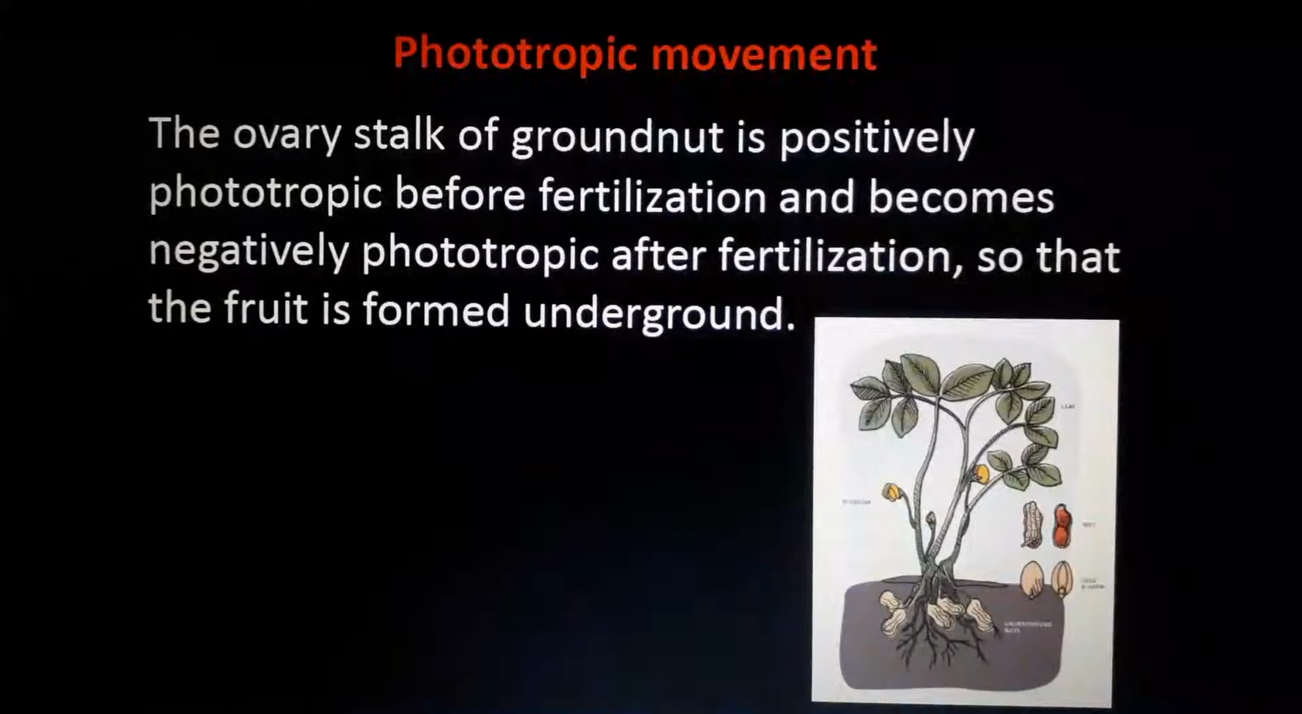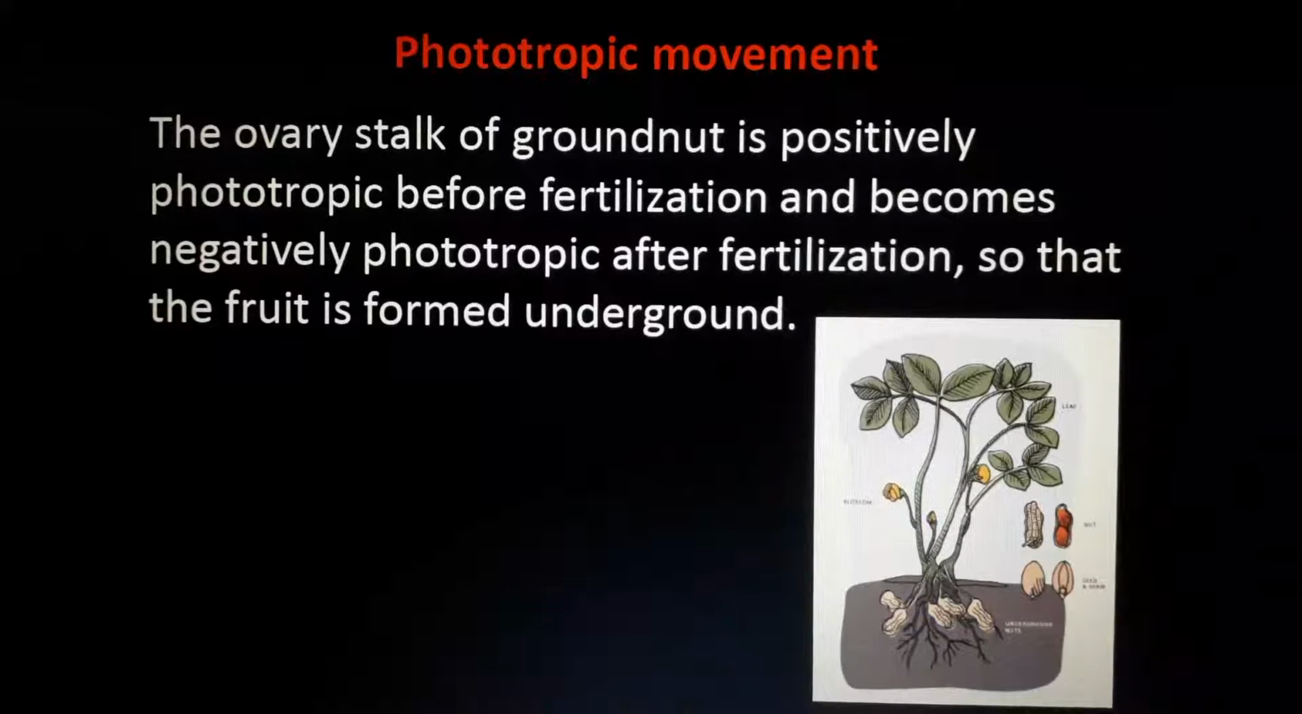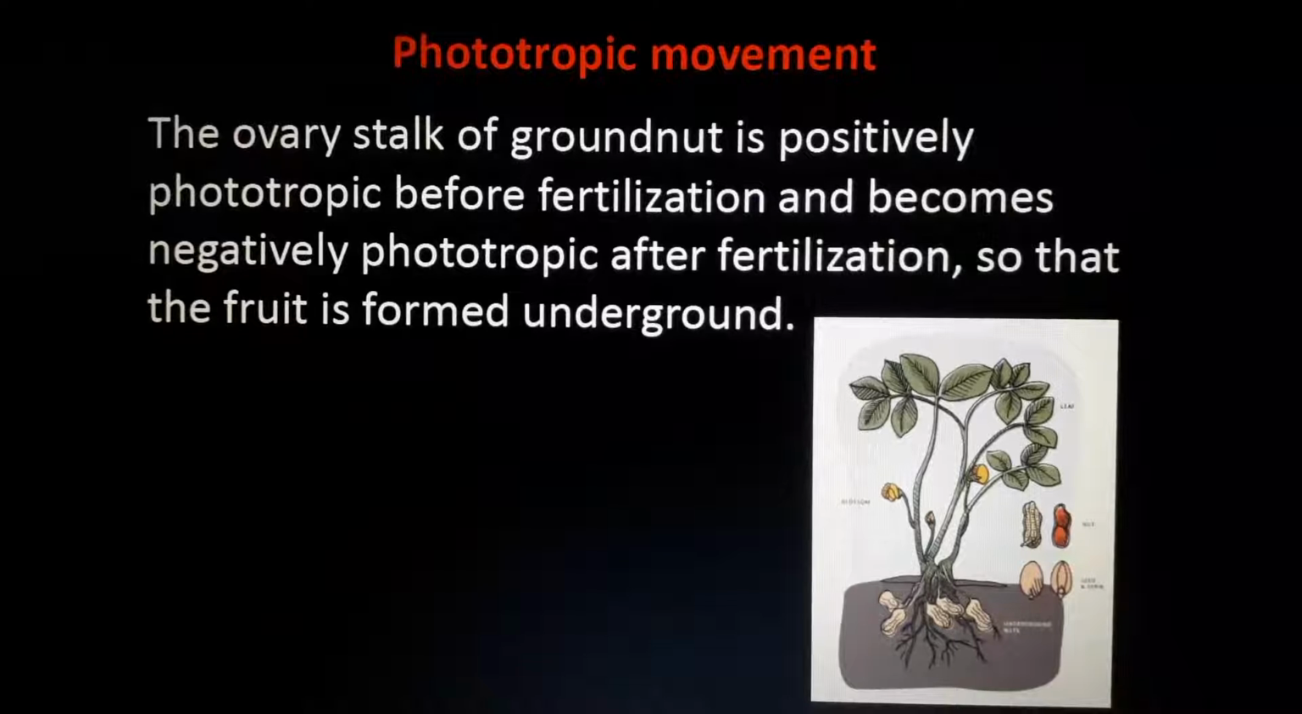Phototropic movement. The ovary stalk of groundnut is positively phototropic before the fertilization and becomes negatively phototropic after the fertilization, so that the fruit is formed underground. Okay, the ovary stalk of groundnut. Actually, the groundnut first blossoms above the ground. After that, it will become negatively phototropic.